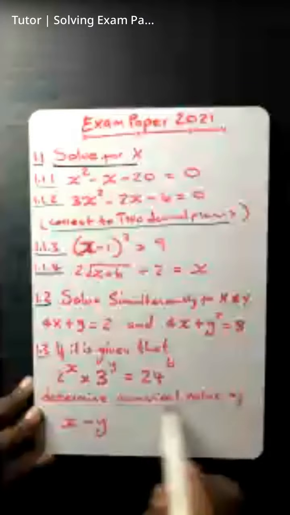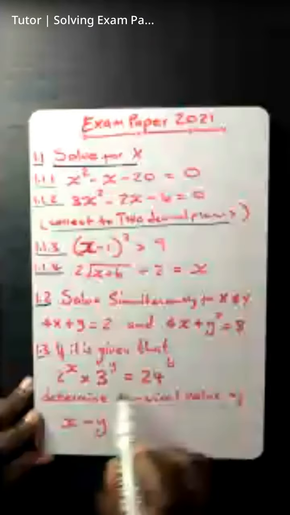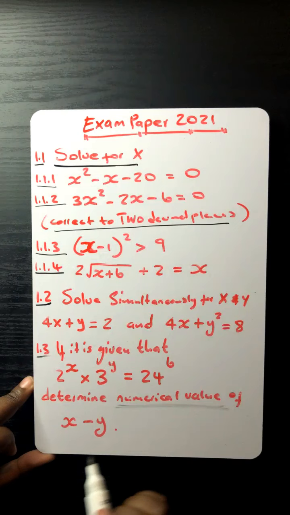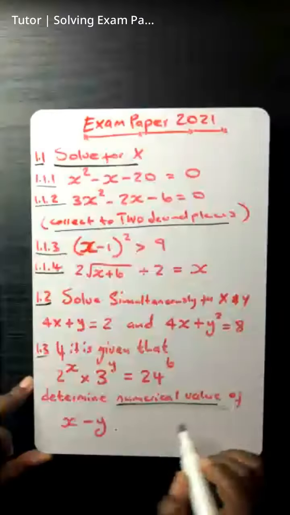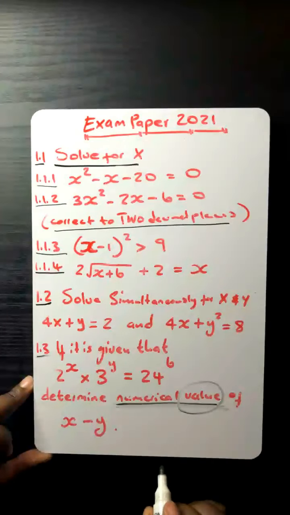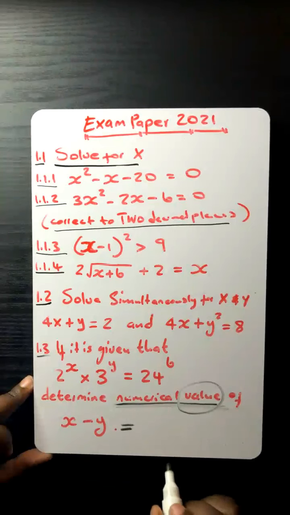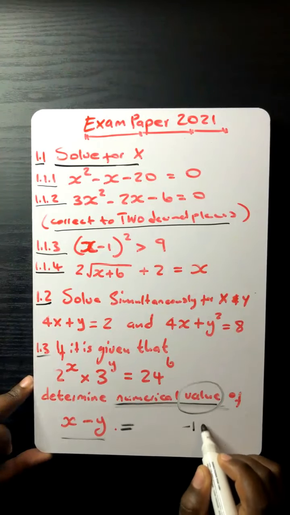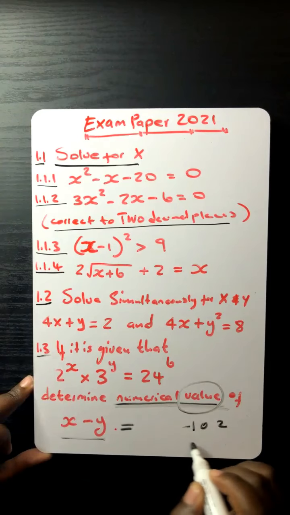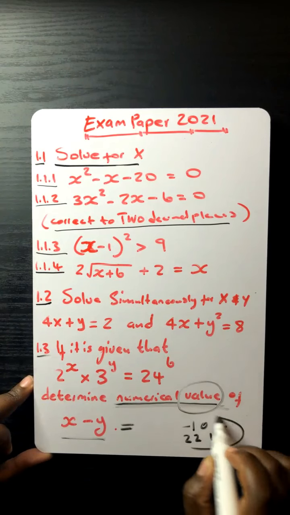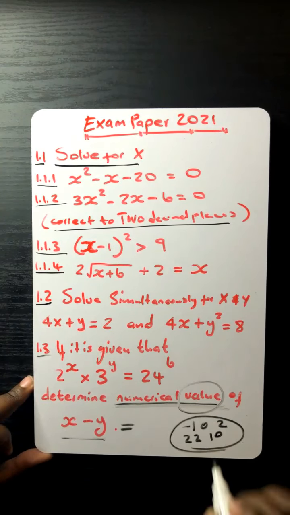Why am I saying this? Is because this is an instruction which guides you in terms of how your final answer should look like. What is the numerical value? Ladies and gentlemen, a numerical value, it's a value which is in the form of a number. So that means in the end, you must say x minus y is equals to a number which could be -1, could be 0, could be 7, could be million, could be -30, it could be whatever number, as long as it's a numerical value.